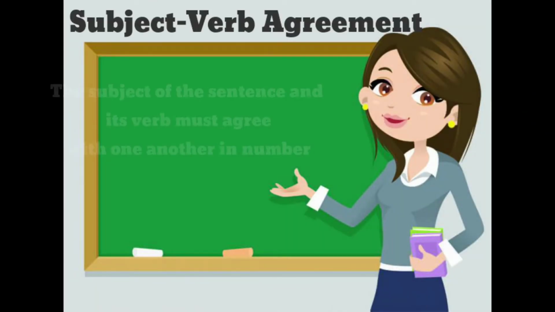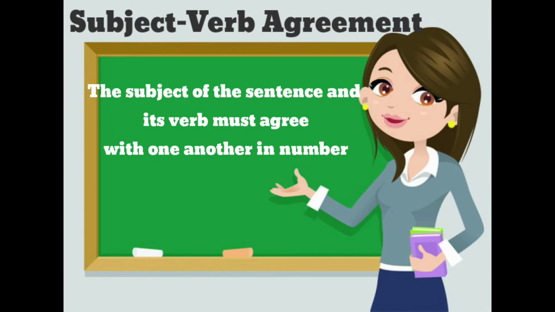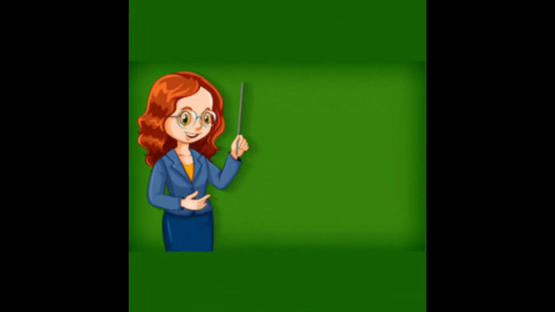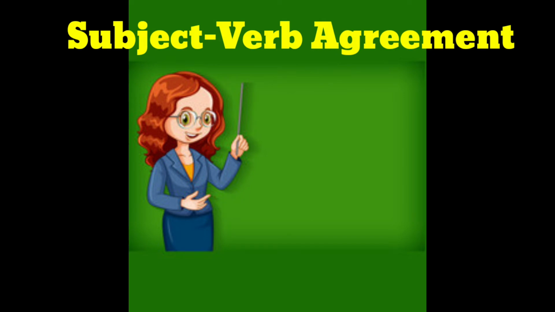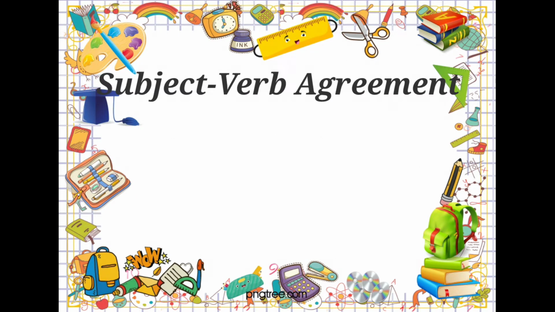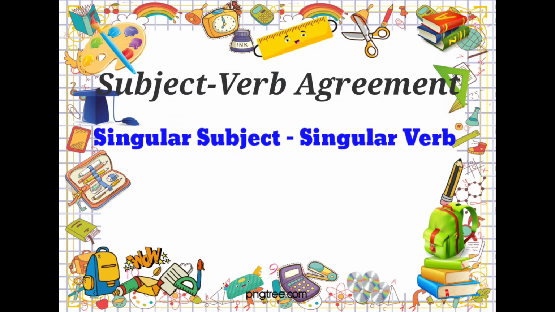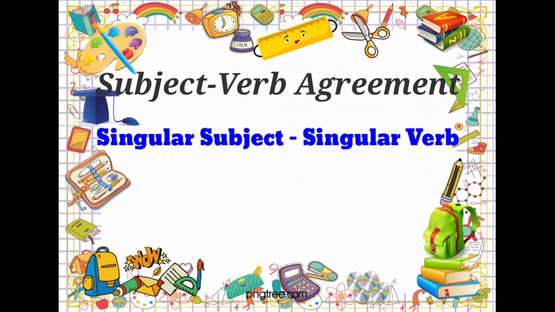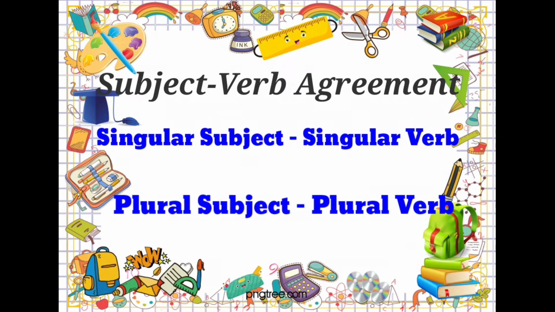The subject-verb agreement means the subject of the sentence and its verb must agree with one another in number. So let us go on. Subject-verb agreement, first rule. A singular subject requires a singular verb. A plural subject requires a plural verb.